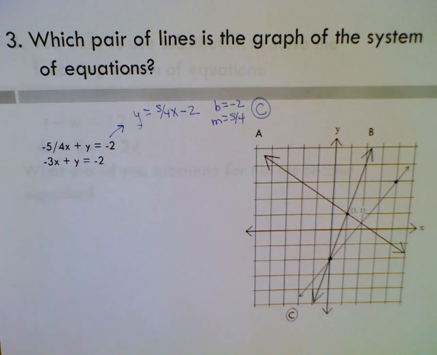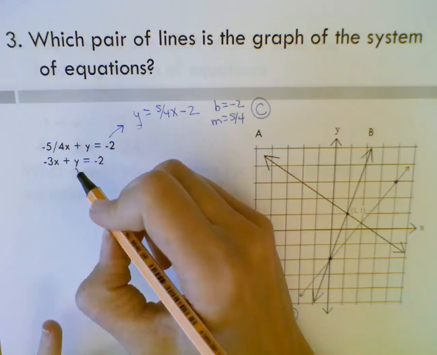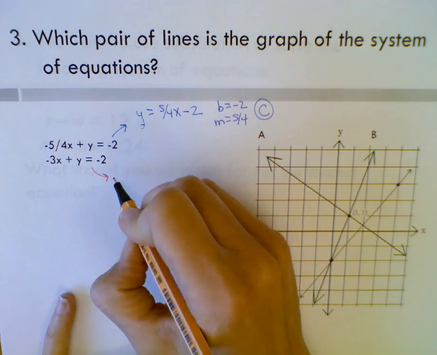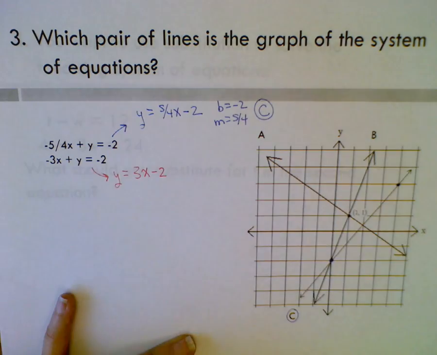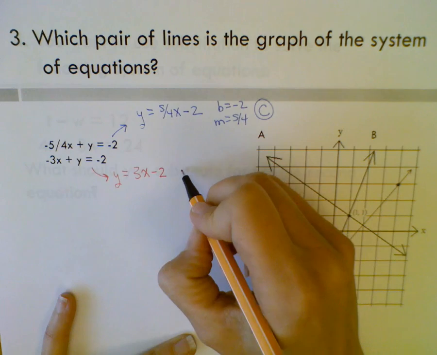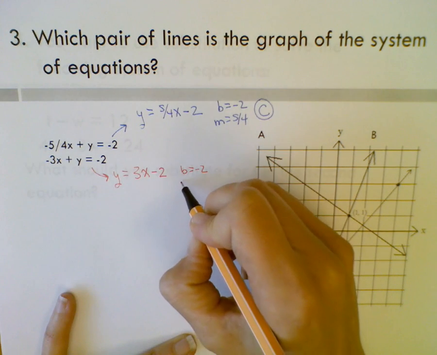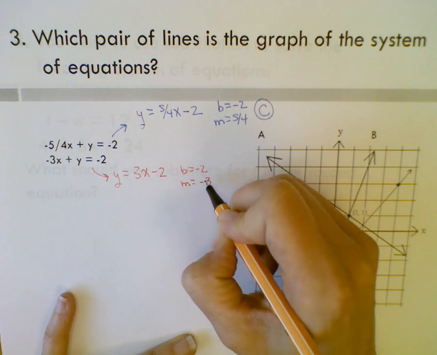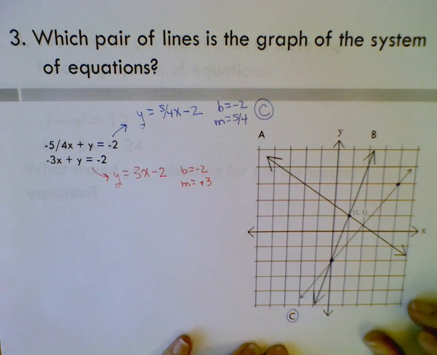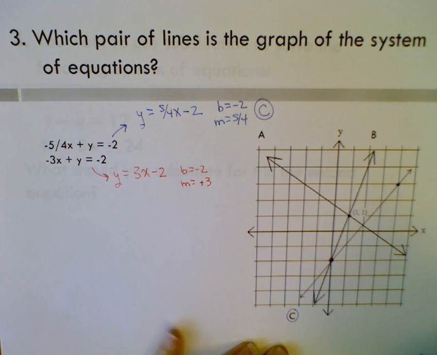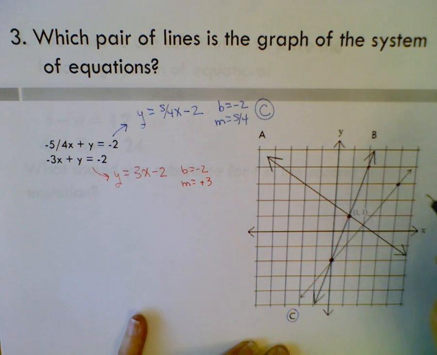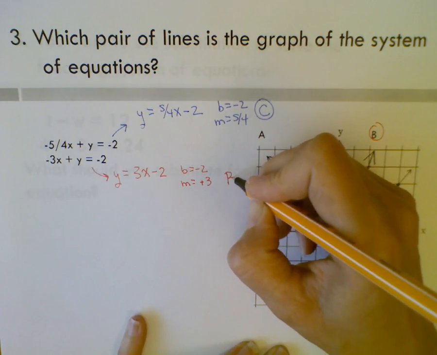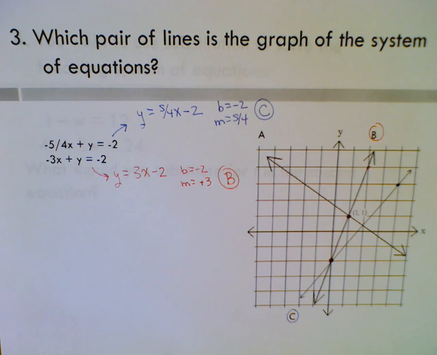I do the same thing with my other equation. Put that in slope-intercept form. So y equals 3x minus 2. Here I have an intercept of -2 and a slope of positive 3. So again, my intercept is -2, then up 3, over 1, up 3, over 1. That lands me on line B. So lines B and C are part of that system.